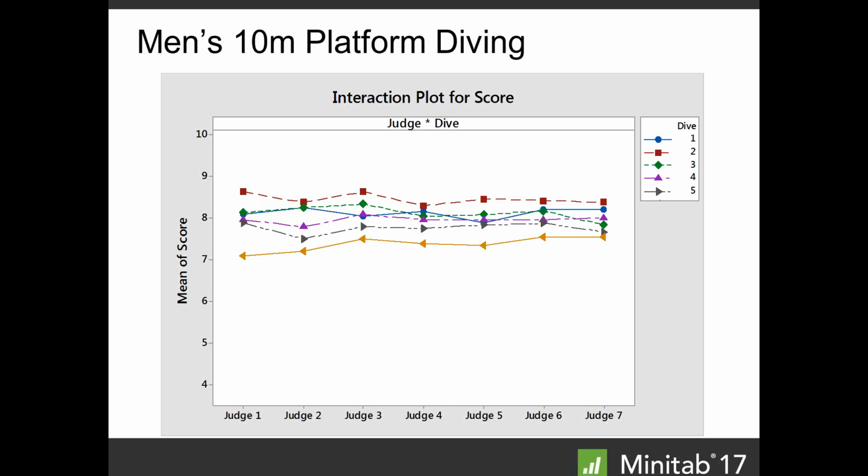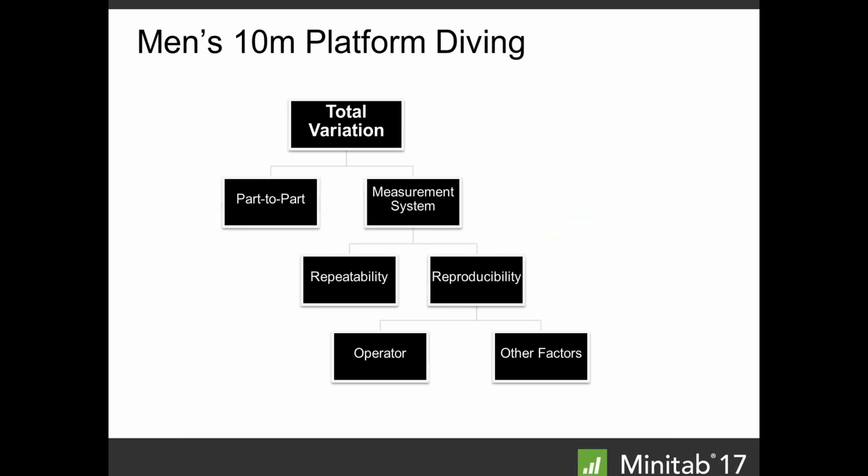So how would we break this up? Typically, we break up our variation when we do a gauge R&R into these things. We have our total variation. That's all the variation in the data, in the raw data. Then the first split we make is how much that total variation is actual differences between parts and how much is from the measurement system. That's the first breakdown right there.